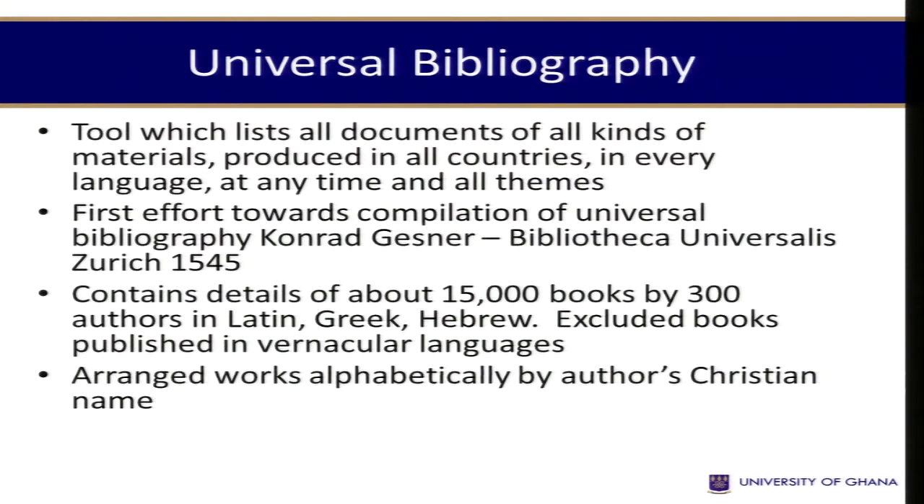Now, another disadvantage in the universal bibliography compilation by Conrad Gessner was the arrangement of the authors. He arranged the authors by the author's Christian name, and we know that today that is not a very good arrangement for materials. We use the author's last name, or what we call the surname, to be able to retrieve materials from any bibliography.